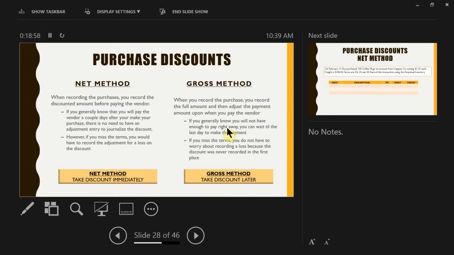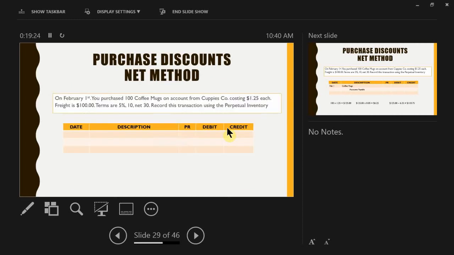As we mentioned before from the previous section in chapter 5, we learned that the net method means you're going to take the discount immediately, while in the gross method, we're going to record it as usual, and at the time when we pay, we determine whether we made the discount or not. So in this case, let's go ahead and practice the net method first, since we know this from the previous couple chapters.